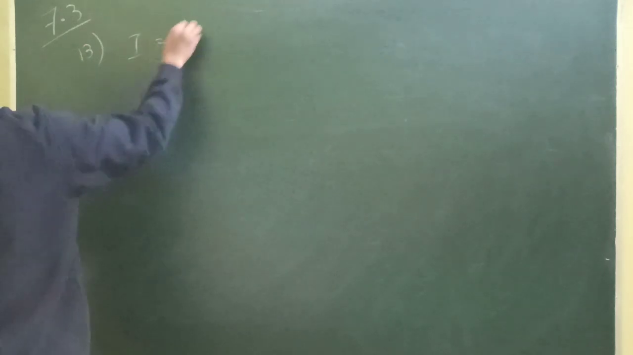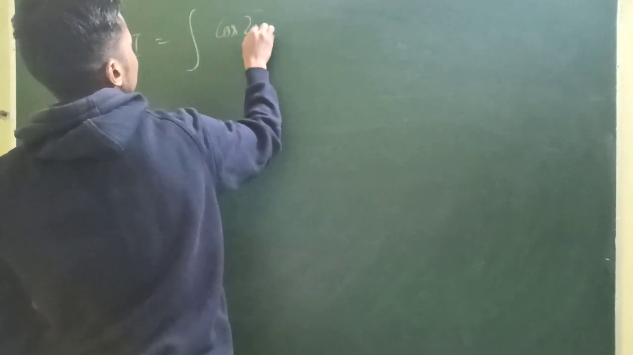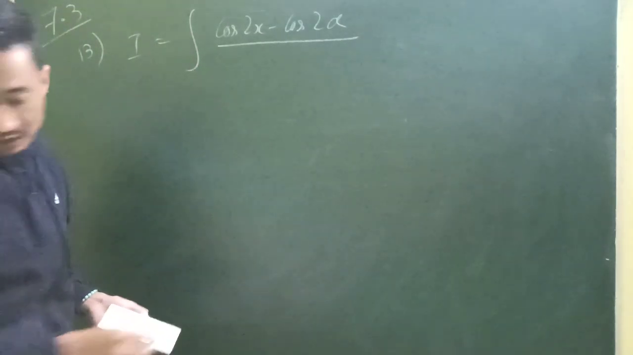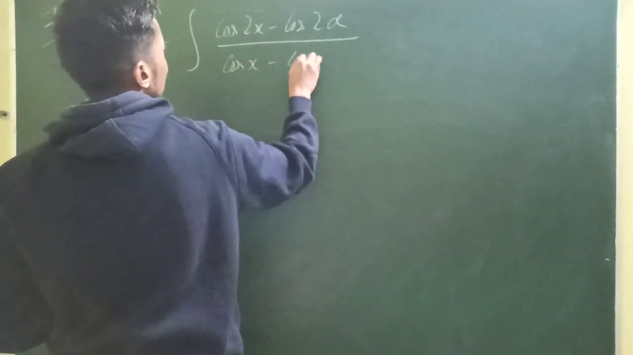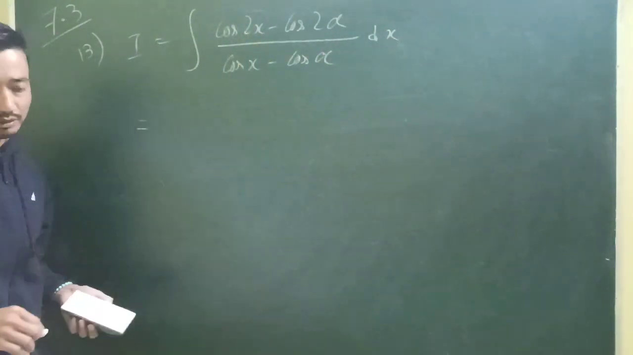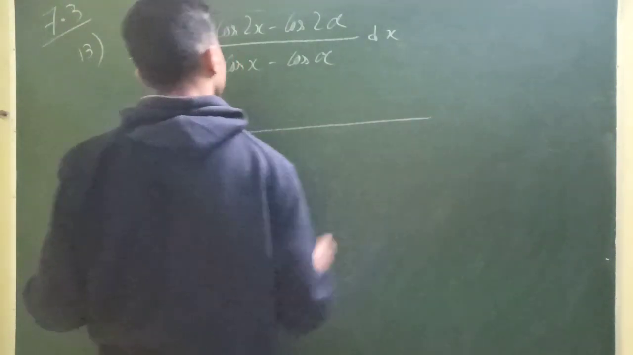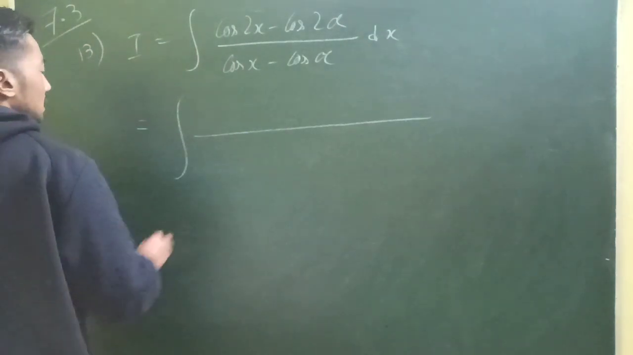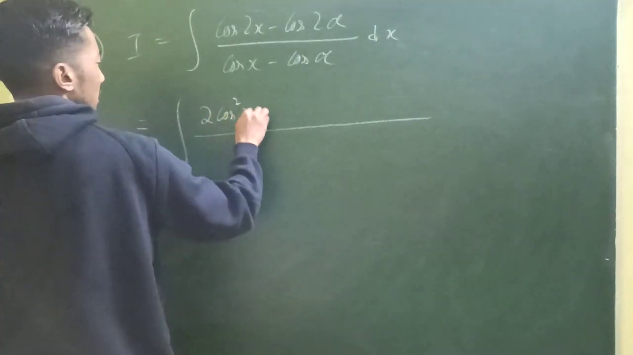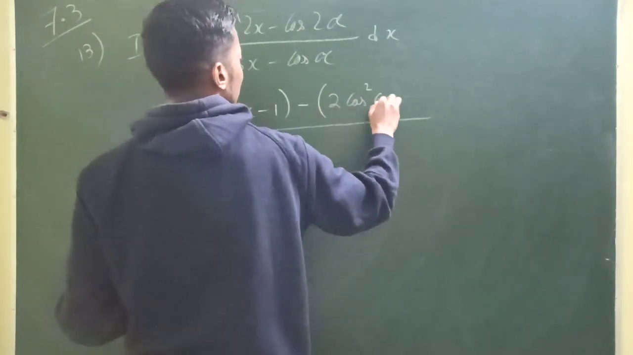Question number 13. I is equal to, what is the question? Integration of cos 2x minus cos 2 alpha divided by cos x minus cos alpha with respect to x. Okay, what can be done here? There are many ways to simplify. What I'll do here is use the formula that I gave you in the beginning. Cos 2x formula is 2 cos square x minus 1, minus here also 2 cos square alpha minus 1.